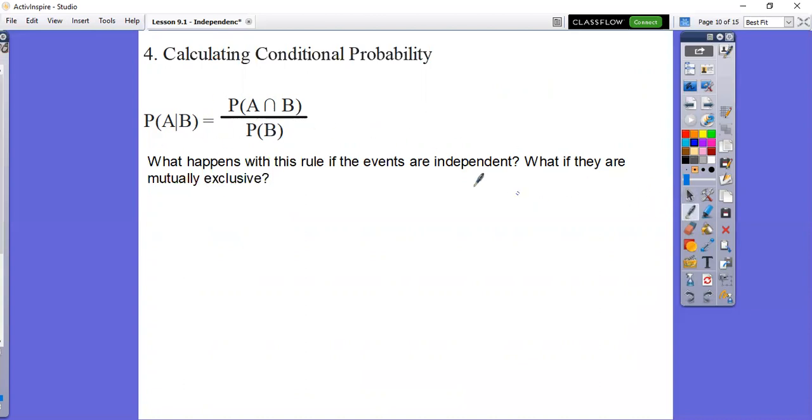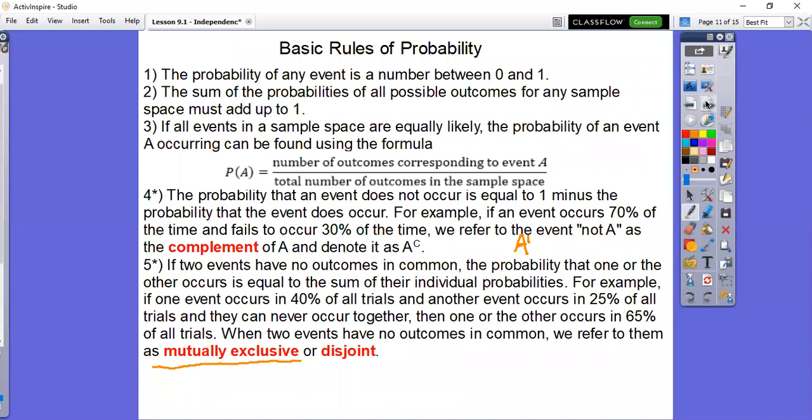So what I want you to think about with this formula is what happens if these events are independent. And I also want you to think about what happens if these events are mutually exclusive. So I'm going to give you some time before class to think about that. So those are our formulas.